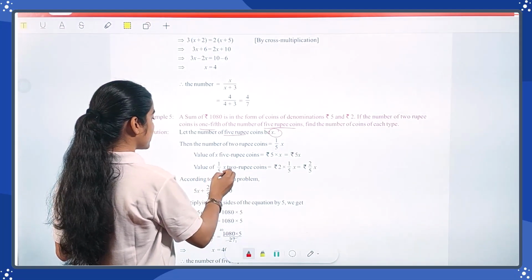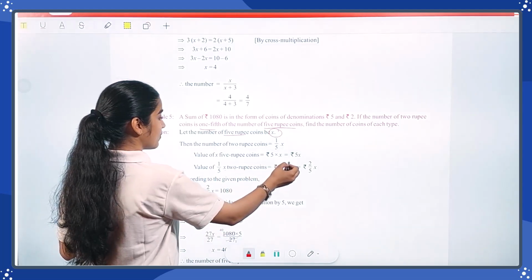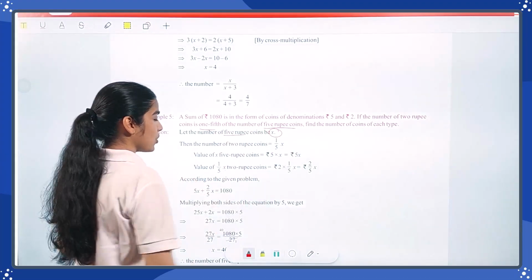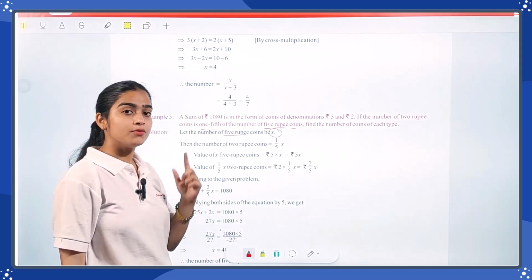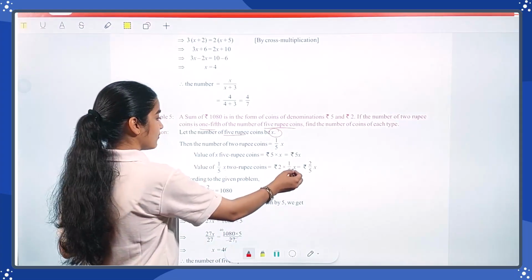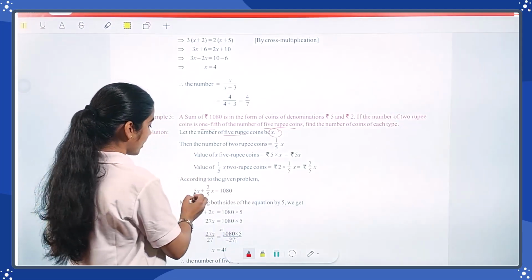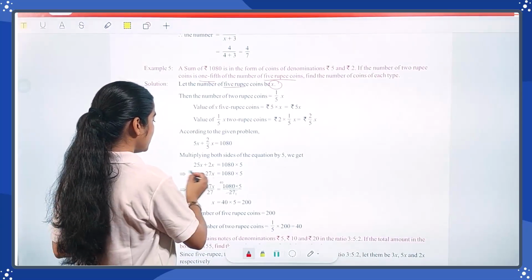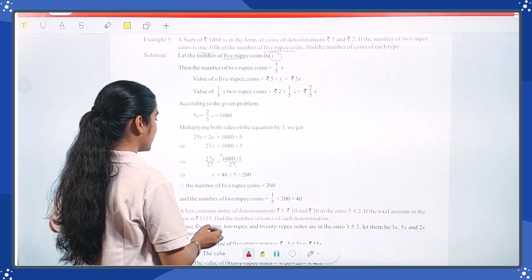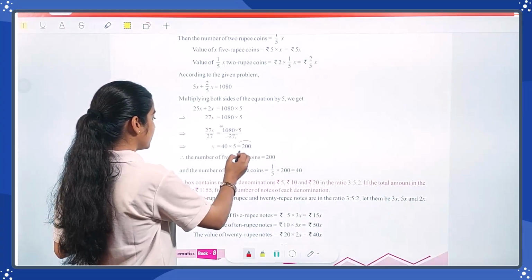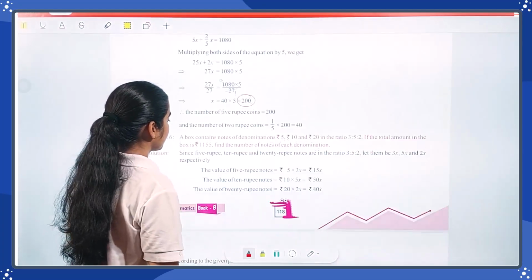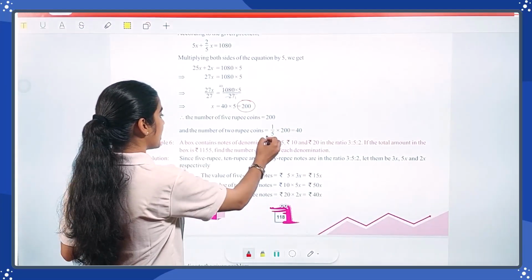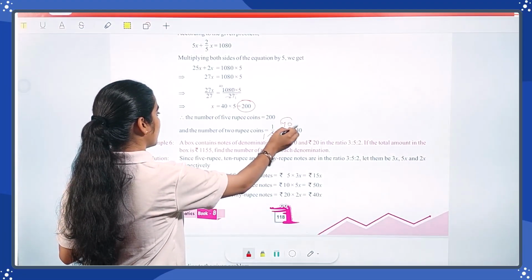The value of 1/5 x 2 rupee coins is 2 multiplied by 1/5 x, because we are taking 1/5 of the number of 5 rupee coins. So 2 multiplied by 1/5 x is equal to 2/5 x. Now 5x plus 2/5 x is equal to 1080. Solve this equation and you will get x is equal to 200. And 1/5 of 200 means 40.